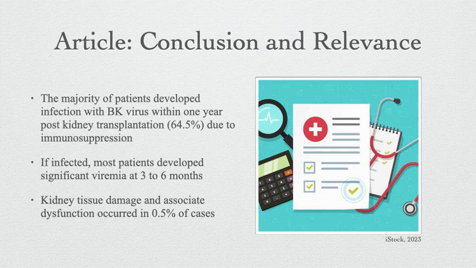The interpretation of the data is as follows. The majority of patients who received kidney transplants developed a BKV infection within 1 year due to host immunosuppression. An interesting note is that the majority of patients who had detectable viremia had the highest viral load between 3 and 6 months post-transplant date. Ultimately, kidney tissue damage and dysfunction, which is the nephropathy, occurred in 0.5% of cases.